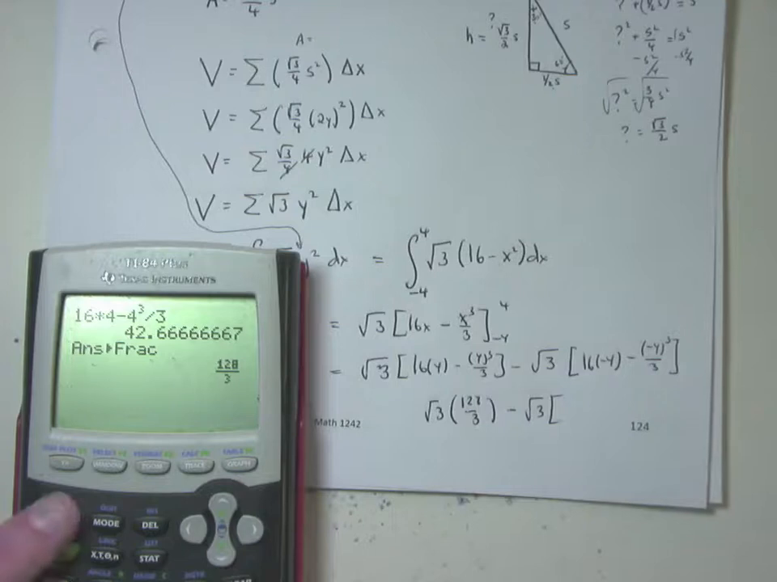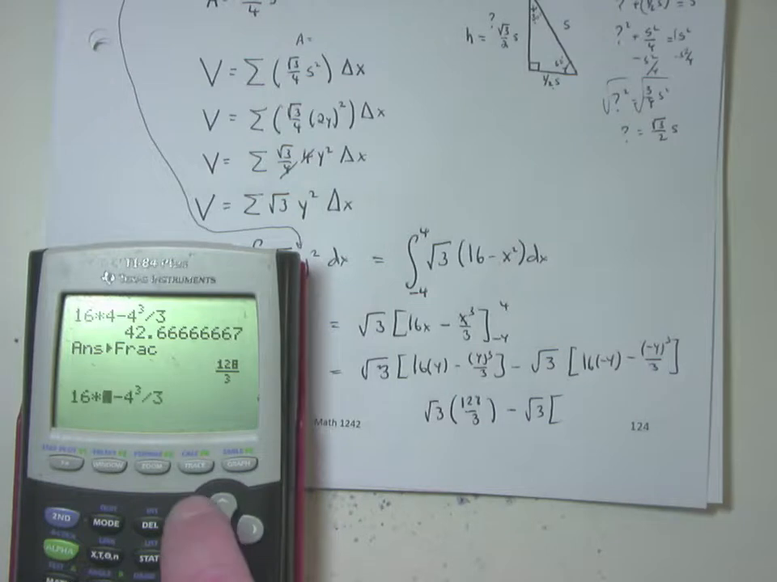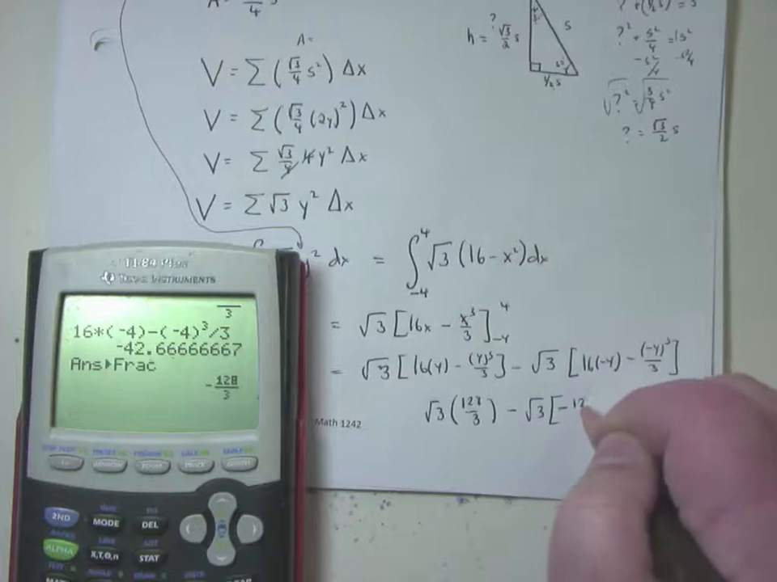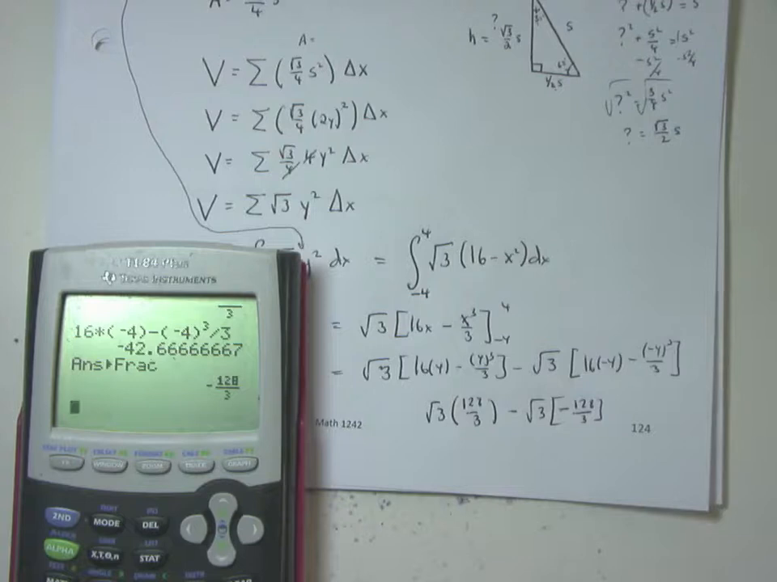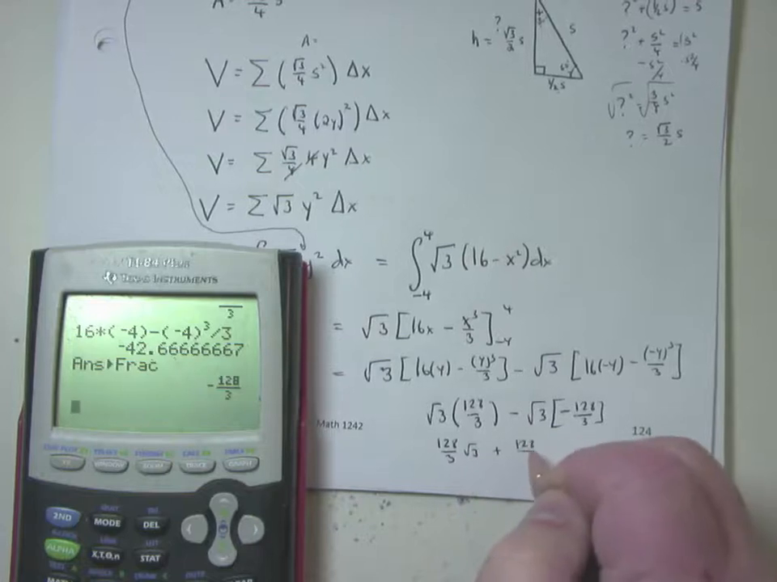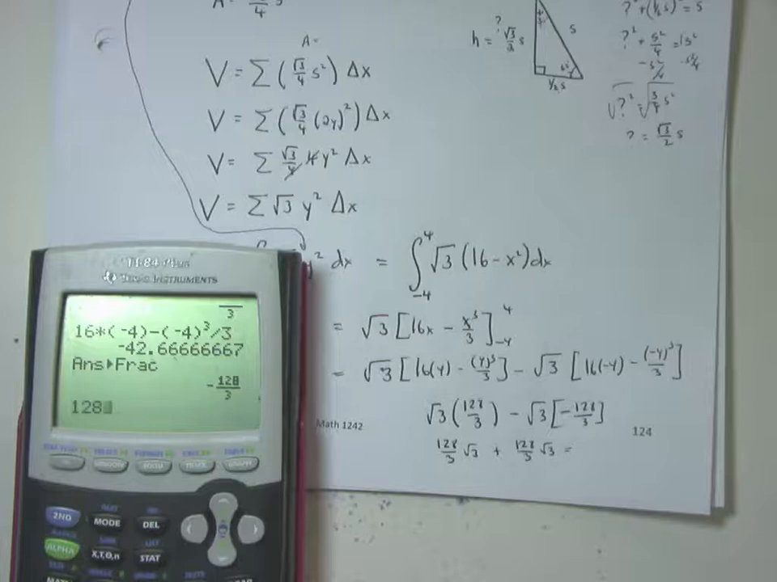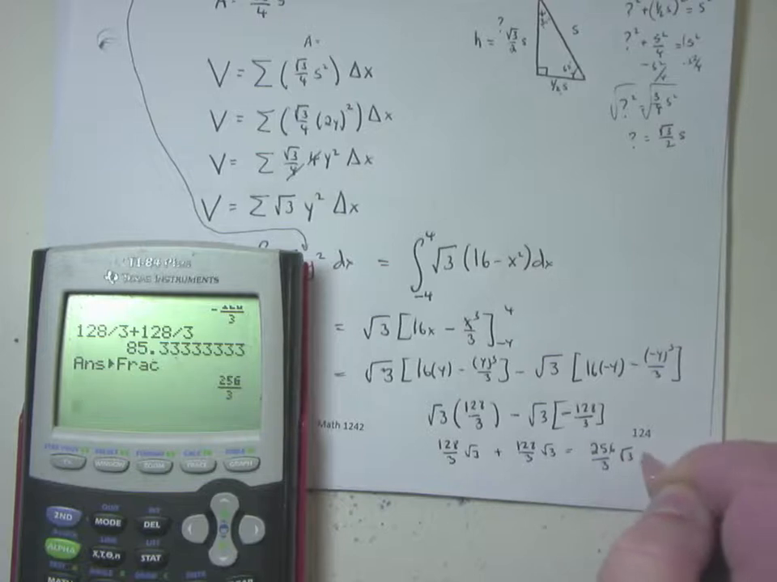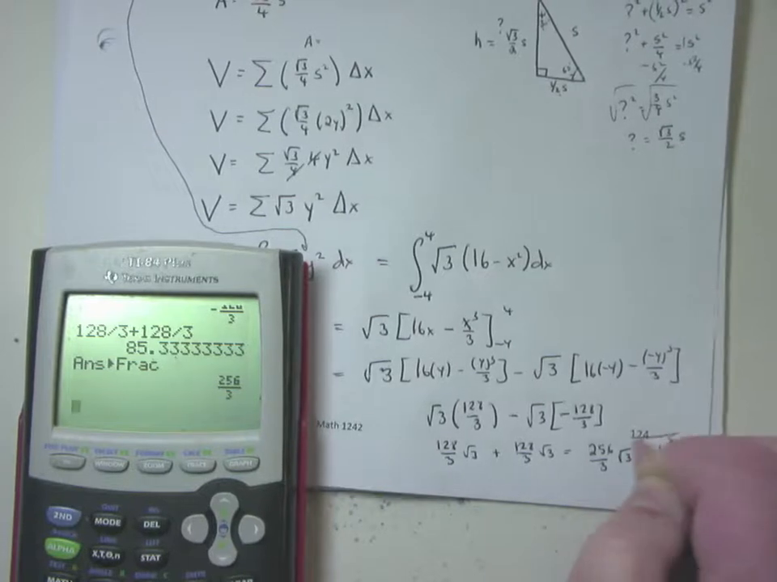Now I'm going to plug in negative 4 into this. I'll insert a parenthesis here and a negative, and then insert a parenthesis here and a negative. And what a surprise, I pretty much get the same thing but negative. It is minus 128 over 3, and a minus a negative makes it positive. So this is 128 over 3 square root of 3 plus another 128 over 3 square root of 3. And so 128 divided by 3 plus 128 divided by 3 is 256/3 times the square root of 3 units what? Cubed, because you found the volume of this guy.